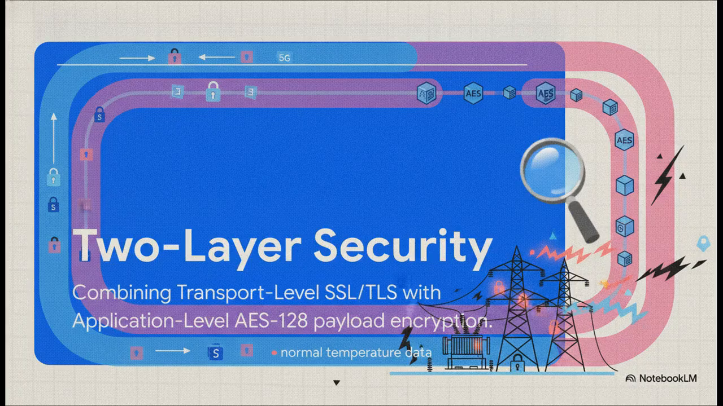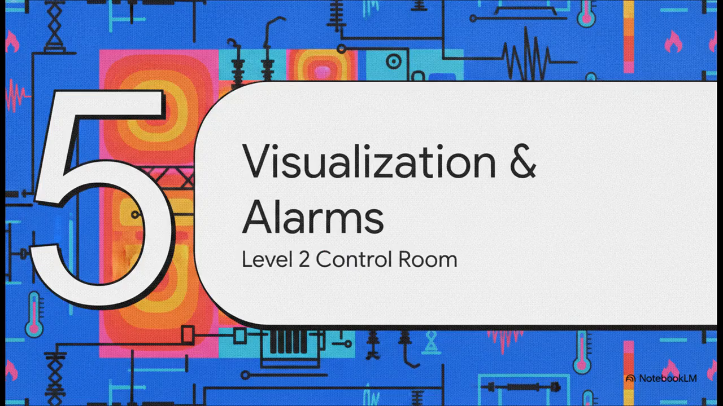This whole setup is what we call a two-layer security architecture. On the outside, you have transport-level security, like SSL or TLS, securing the actual Wi-Fi and 5G pipes. But inside those pipes, the data payload itself is basically locked in a vault using application-level AES-128 encryption. This double-layer approach is exactly the kind of architecture you are going to implement out in the real world. It's how you stop malicious actors from spoofing temperature data to cause fake blackouts, or even worse, masking a real thermal runaway event.